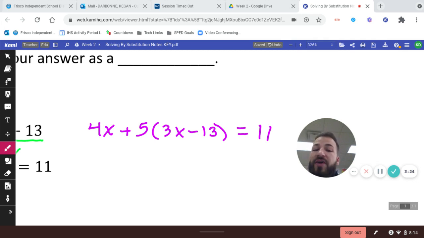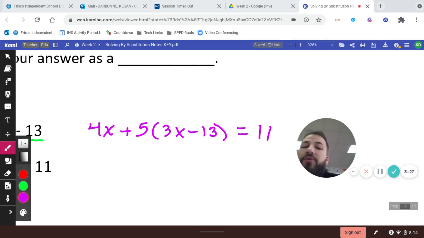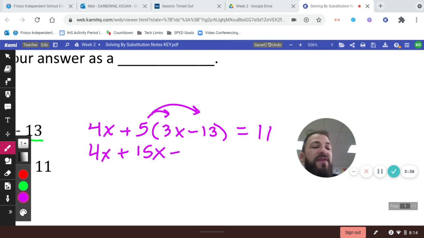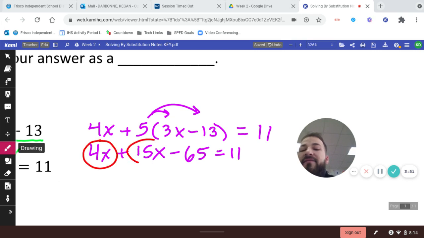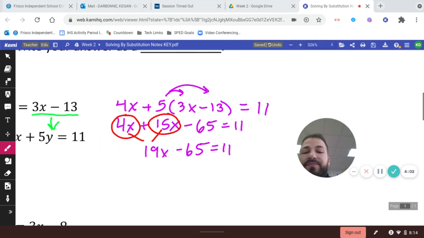Okay, and now I'm going to solve for x. So my solving steps, I have a set of parentheses, so I'm going to distribute the 5. So this becomes 4x plus 15x minus 13 times 5, and you can always use your calculator for numbers like this. 65 is equal to 11. Before I move on, I have some like terms, so I'm going to take 4x and 15x. 4x plus 15x is equal to 19x minus 65 is equal to 11.